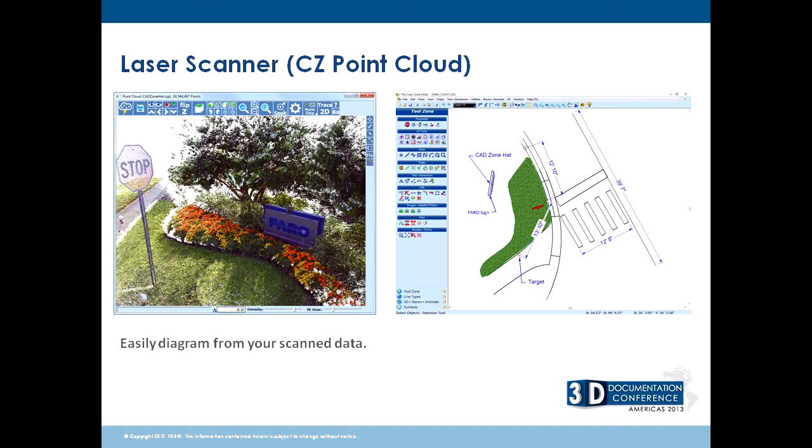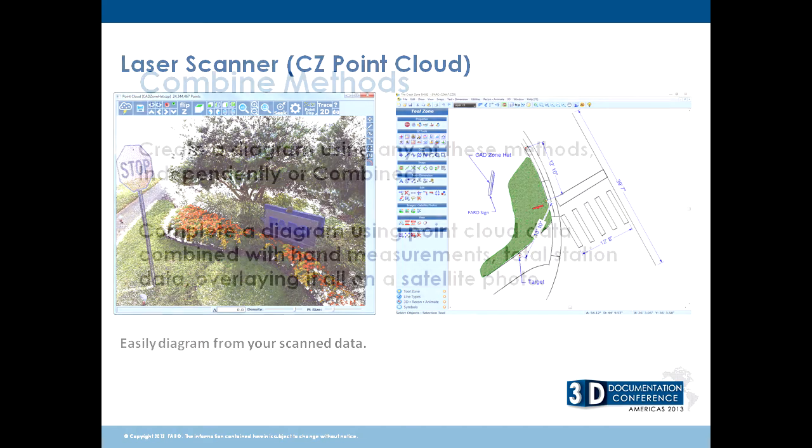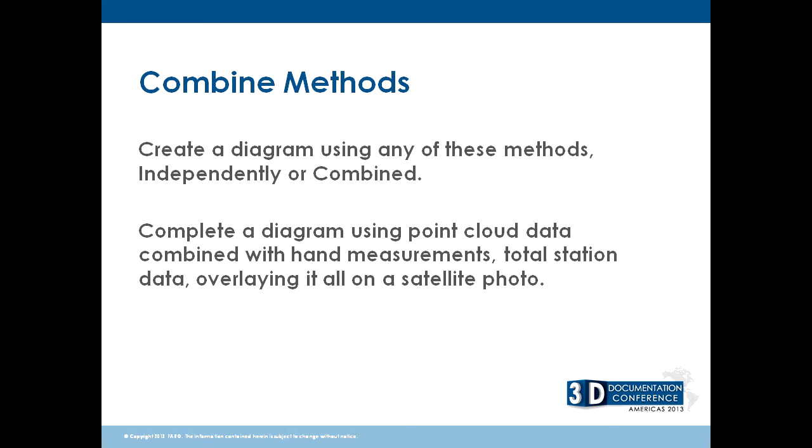So we can create a diagram using any of these methods, independently or combined. You could complete a diagram using your point cloud data, but if you wanted to combine total station data to that in the diagram program, you could. And as mentioned earlier, if you couldn't register a couple of scenes or you didn't have time to target them, you could create two diagrams and merge and align those in the program. So you're not going to find yourself unable to complete a diagram.